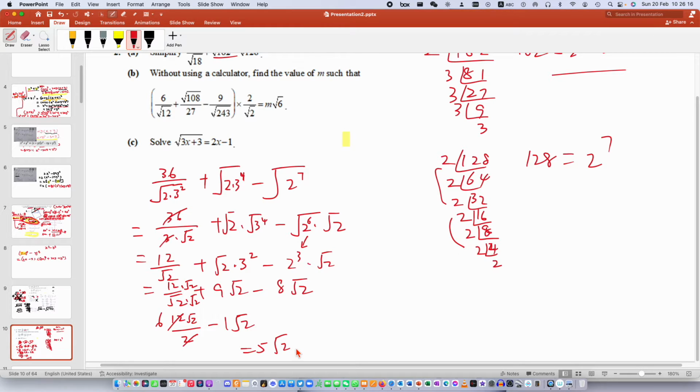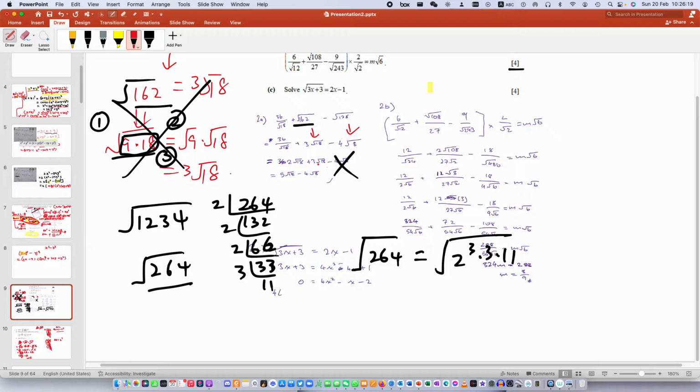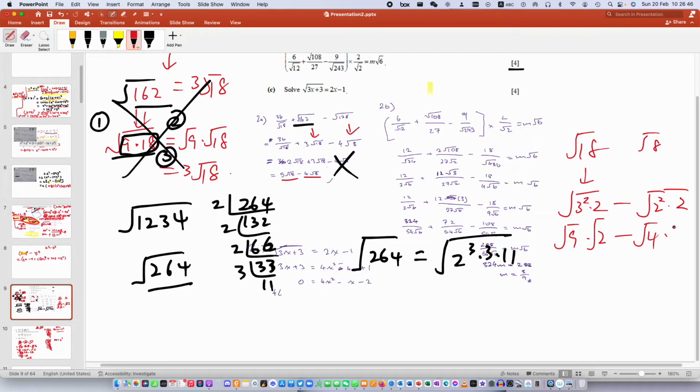That's why I say your answer is wrong. Your answer is wrong because you never use the prime factorization. That's why you end up with this square root 18 and square root 8, which you can simplify further. Can you see this? Then it's 9 times 2 minus 4 square root 2. So you get 3 square root 2 minus 2 square root 2, and then it's 1 square root 2.